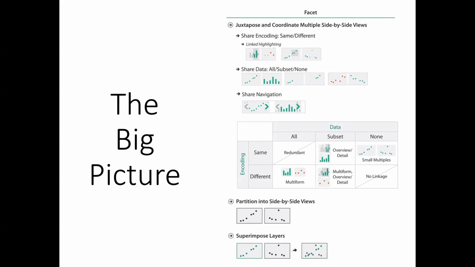In general, there are three different ways to facet information into multiple views. The first is to superimpose using layers. The second is to partition into multiple regions. And the third is to juxtapose the views to make them appear side by side. You can see all three of those in here: juxtapose and coordinate multiple side by side views, partition into side by side views, and superimpose layers.